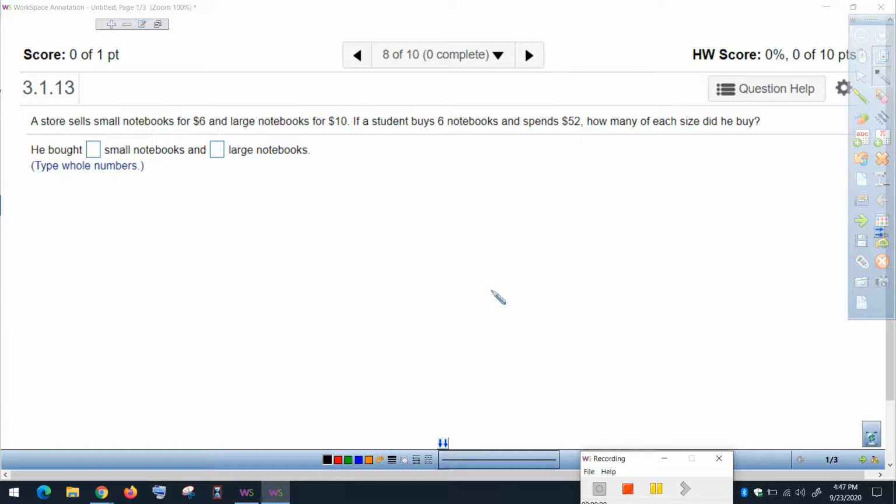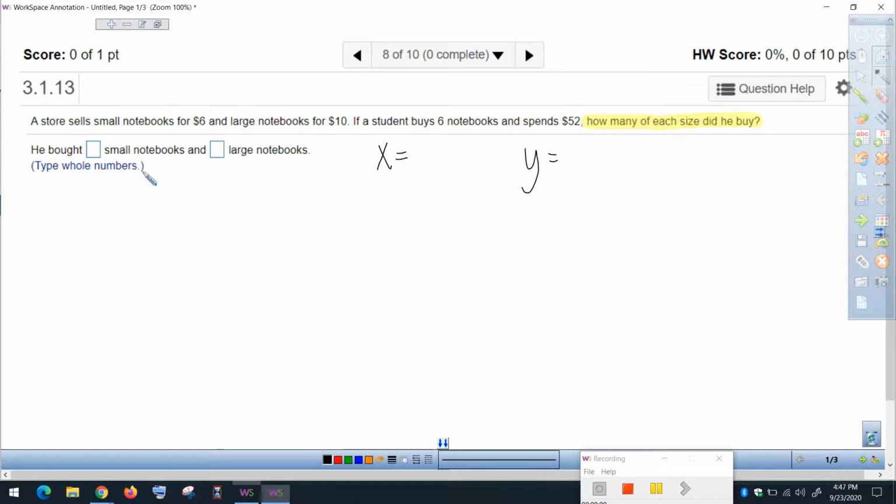If a student buys 6 notebooks and spends $52, how many of each size did he buy? So the first thing we always want to do in these word problems is define our variables, meaning what are we going to have the variable x represent, what are we going to have the variable y represent. And the way we can make that decision is by looking at the how many questions. At the very end here, it's saying how many of each size. Ultimately, that is what we're wanting to find out.